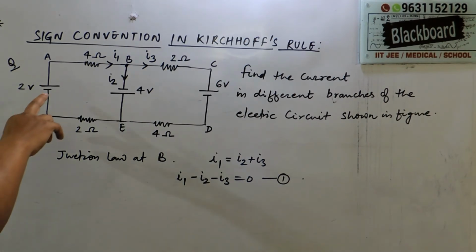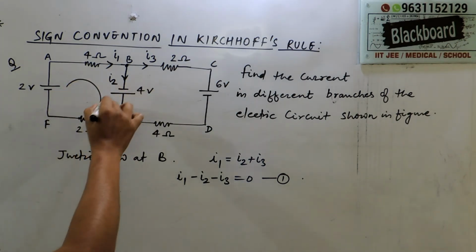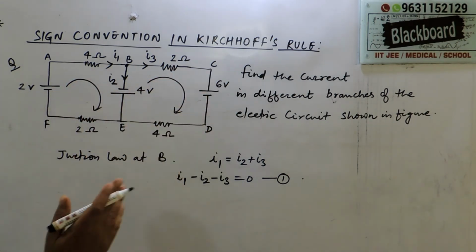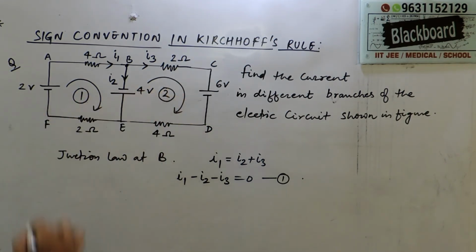Now applying Kirchhoff's second law in loop 2. Loop 1, this is loop 1 and this is loop 2. Applying Kirchhoff's law in loop 1. This is loop 1, this is loop 2.